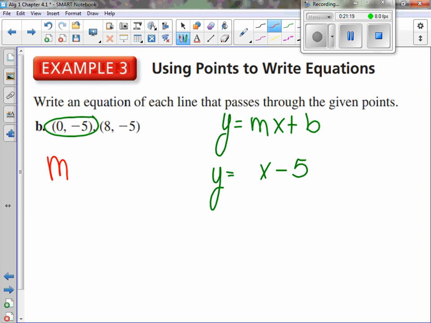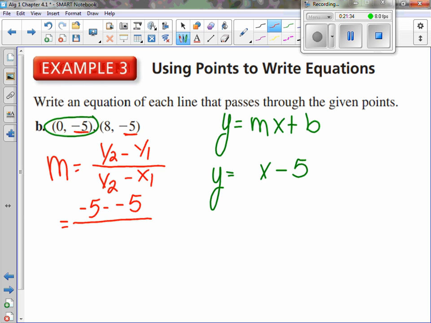So slope is equal to y2 minus y1 over x2 minus x1. Well, our two y values are what? So we'd have negative 5 minus negative 5 over, we can say 8 minus 0. Well, negative 5 minus negative 5, well, the negative and negative would make a positive. So what's negative 5 plus 5? Over 0 divided by 8 is?